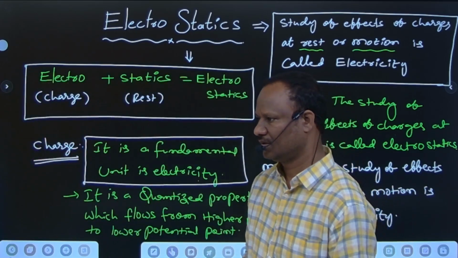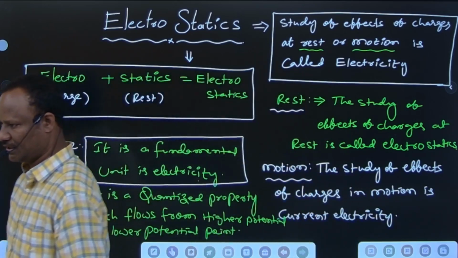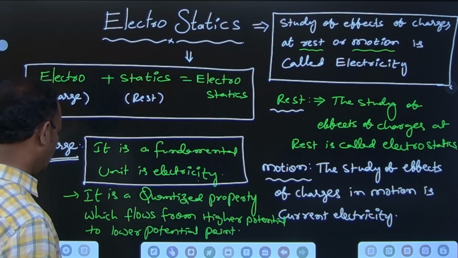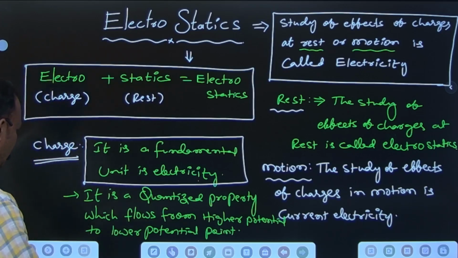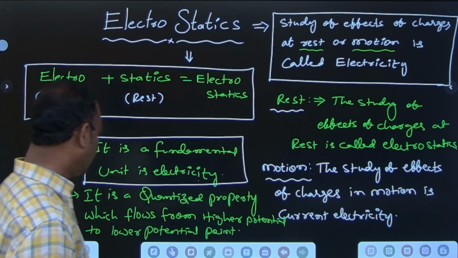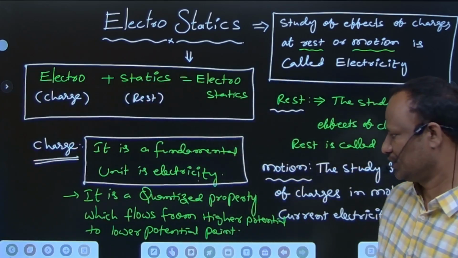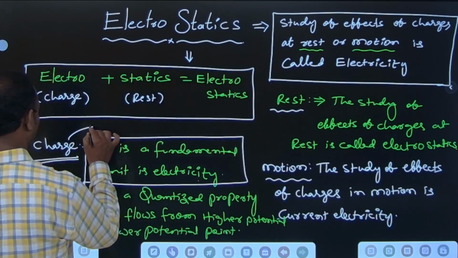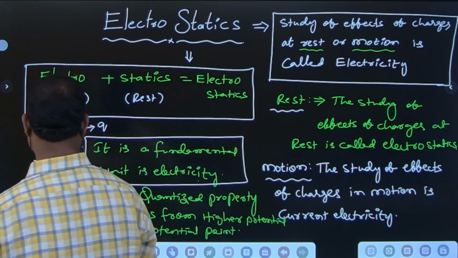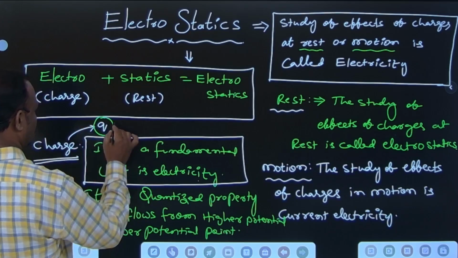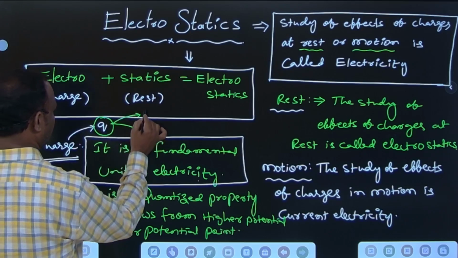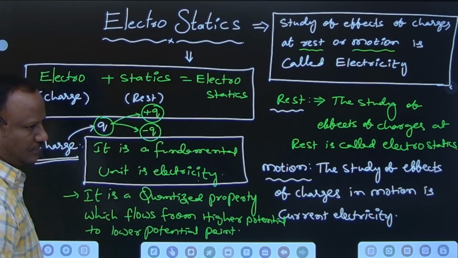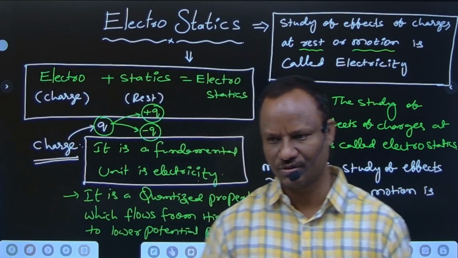What does the term quantized property mean? Quantized property means it is an integral multiple. I'll show that. A quantized property which flows from higher potential to lower potential point is the charge. Charge is denoted by Q. Charges are of two types: positive charge and negative charge.